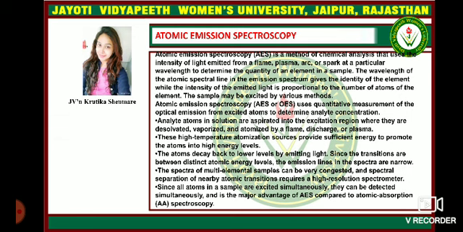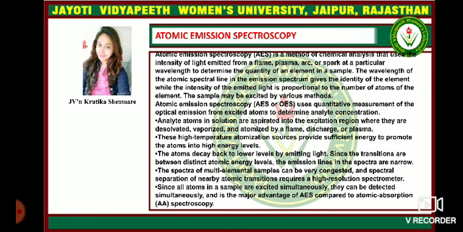Atomic emission spectroscopy is a method of chemical analysis that uses the intensity of light emitted from a flame, plasma, arc or a spark at a particular wavelength to determine the quantity of an element in a sample. The wavelength of the atomic spectral line in the emission spectrum identifies the element, while the intensity of the emitted light is proportional to the number of atoms of the element. The sample may be excited by various methods.